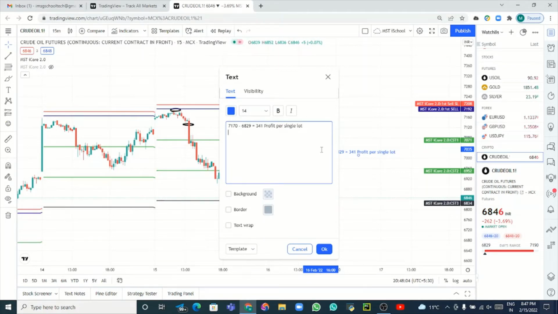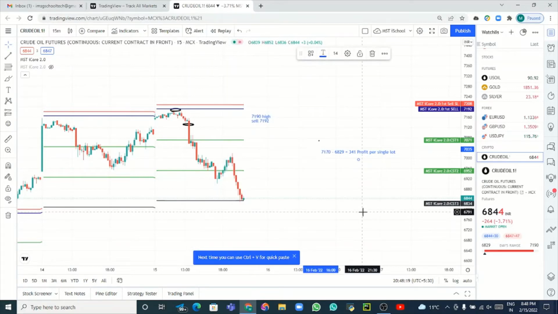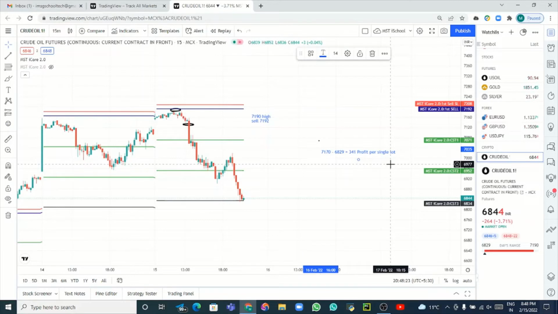Is it possible to book this many points in a single trade? Definitely not. It is not possible for a normal traders or a small traders to book these many points in a single trade. Okay, it depends on your patience, it depends on your stability in trading. Okay, so this is how we have to trade.